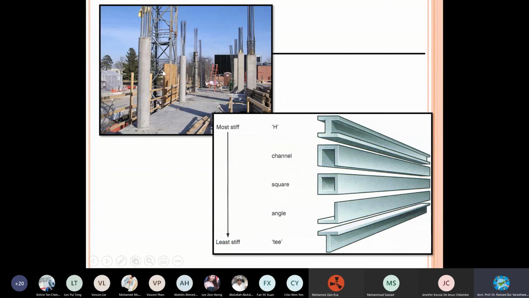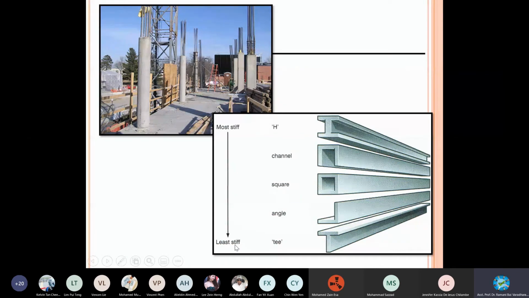So you see the picture with the columns here, right? Circular column, square column, maybe rectangular. This side seems to be lesser. Rectangular, square, circular, different types of columns. And the cross section can be H or I. It can also be a channel type, a square type, angle type, T type. So based on the cross section, it may be varying. These are all steel columns. Steel columns are the steel members.